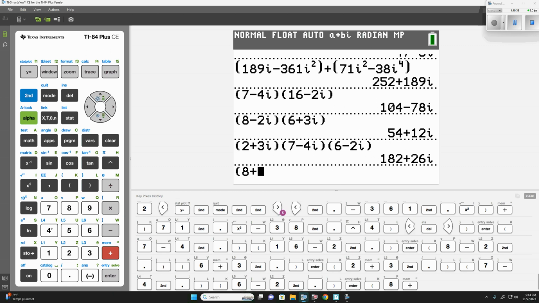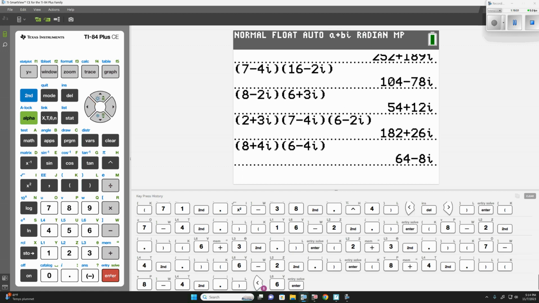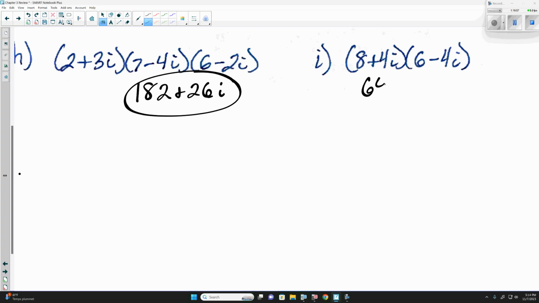8 plus 4i times 8 minus 4i. This is a, almost typed it in wrong, 6. 8 plus 4i times 6 minus 4i is 64 minus 8i. We get our answer here.